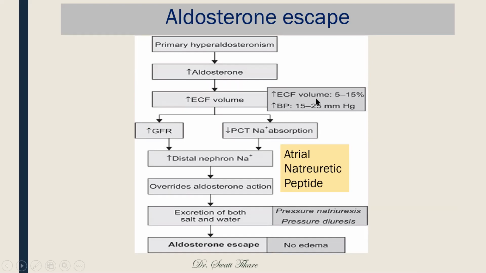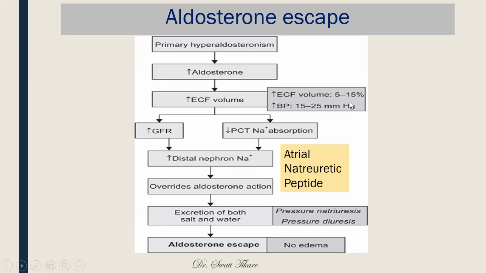Let's say the ECF volume has increased by 5 to 15% and blood pressure by 15 to 25 millimeters of mercury. If this happens, immediately all the homeostatic mechanisms will start working. It doesn't want this increase. So what do they do? First thing is it increases the GFR. It decreases the sodium reabsorption in the PCT. If you can recall, of the GFR, 65% of all sodium and water are reabsorbed in the PCT. So this is decreasing.